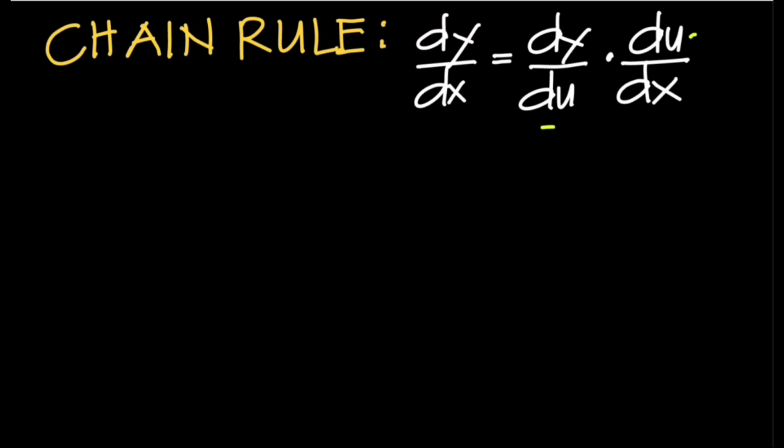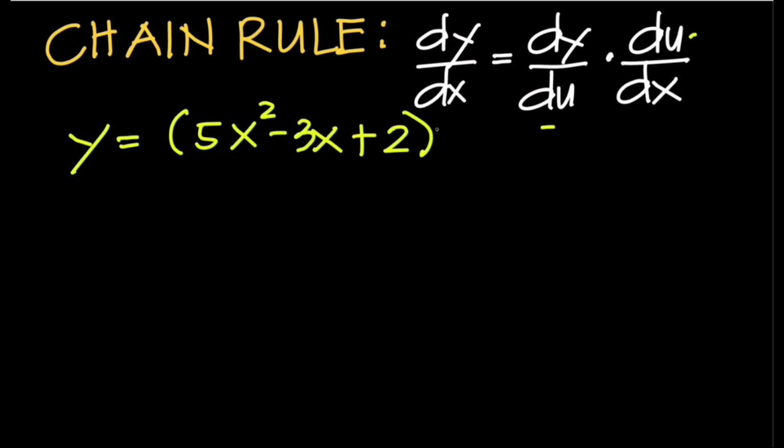So how can it be? So let's say we're given this function. Say for example, we're given y equals 5x squared minus 3x plus 2, cubed. Now, given this function, we cannot directly derive this, so we need to use the chain rule. And to use the chain rule, we need to identify the value of u in the given function.